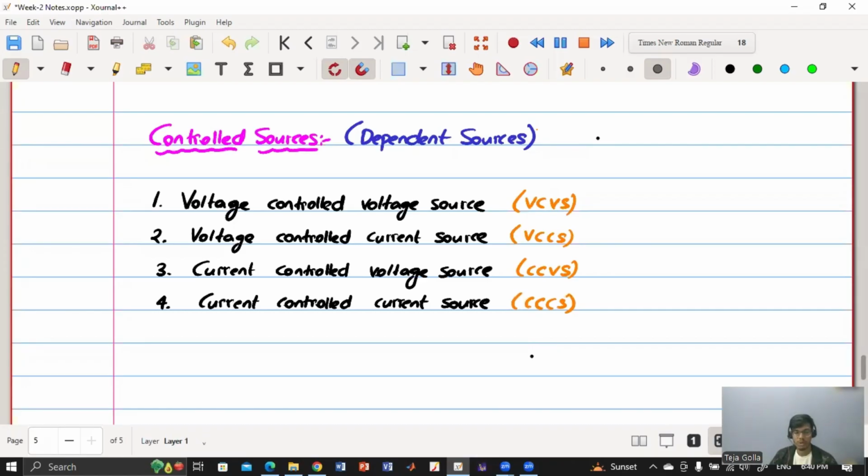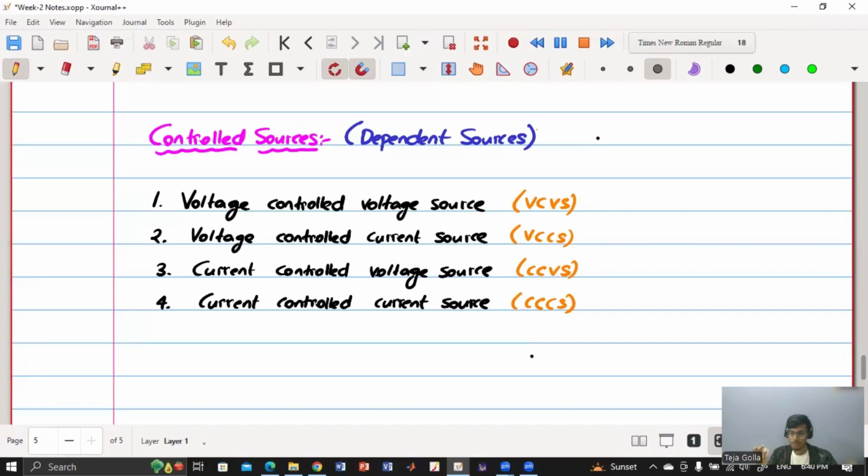Now it has to be controlled by another component which can be voltage or current. So the controlling element can be voltage or current, and the source can be voltage or current. The total number of possibilities is 2 cross 2, which is 4. So we have voltage controlled voltage source, voltage controlled current source, current controlled voltage source, and current controlled current source.